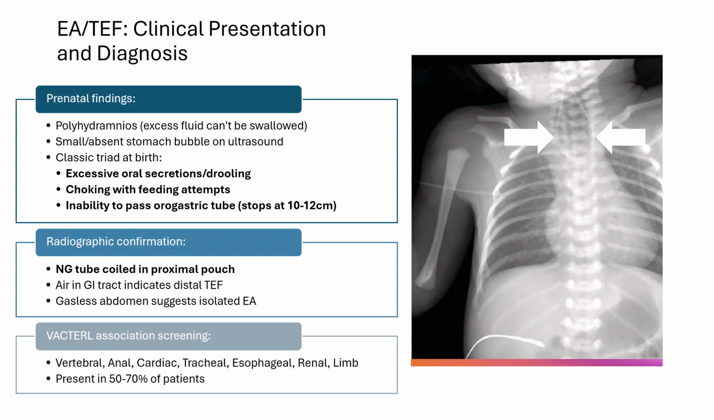Attempting to pass an orogastric tube. It stops at 10 to 12 centimeters, coiling in the proximal pouch. This is pathognomonic for EA. Leave that tube in place. You'll need it for your confirmatory X-ray.